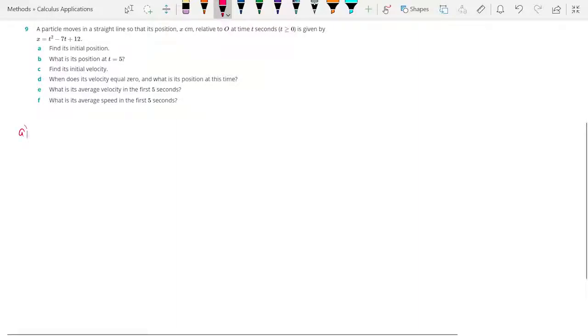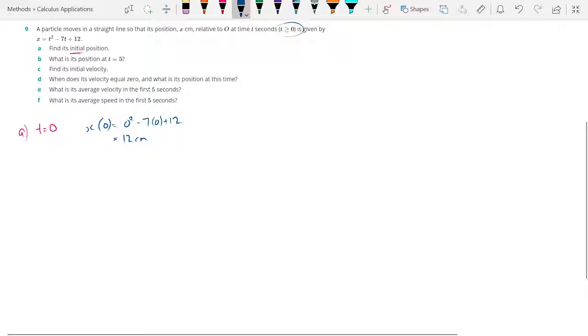So first question, part A, says its initial position, and that little hint there, initial, tells us that t is equal to 0. We're measuring from t is 0 or greater. So initially t equals 0, so we sub that into the x formula. So x at 0 is equal to 0 squared minus 7 times 0 plus 12, which is 12 centimeters away from the origin point.